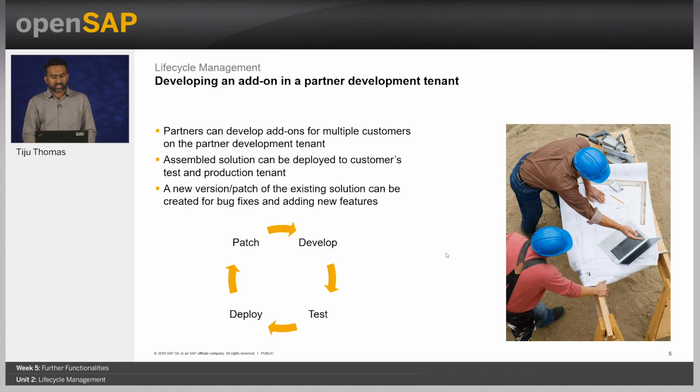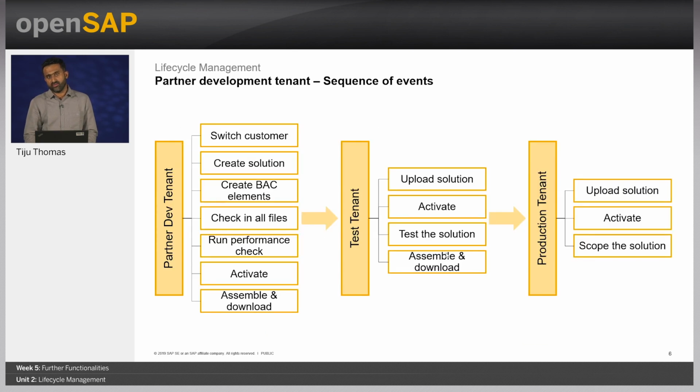A new version or patch of the existing solution can be created for bug fixes and adding new features later on. As the first step, in the partner development tenant, you could see there is a possibility to switch the customer. Cloud Studio lets the partner create a customer profile by providing the customer ID. Once you switch the customer, all the add-ons pertaining to that customer will be listed in the Project Explorer in Cloud Studio.